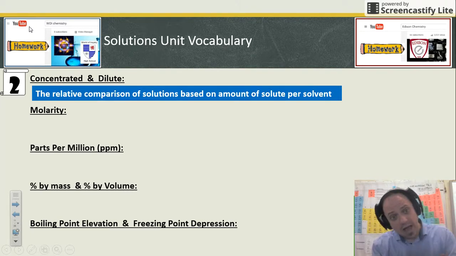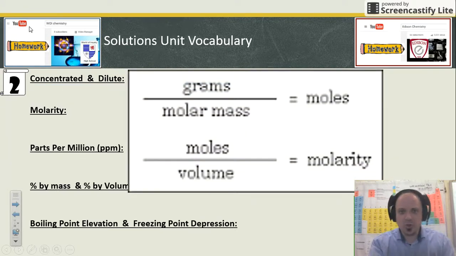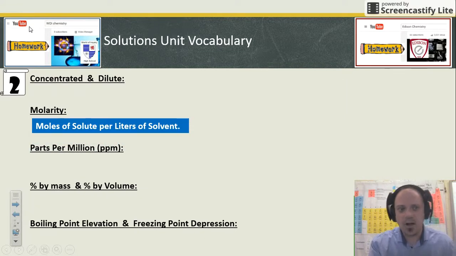In order to do that, we should have measurement units for concentration, which leads us to molarity. Molarity, we're using moles from our moles and stoichiometry unit, and we're dividing them by the volume of the liquid that the sample is dissolved in. It tells you a number for molarity, moles per liter of solvent. Put a number on it, now you can compare concentrated versus dilute.